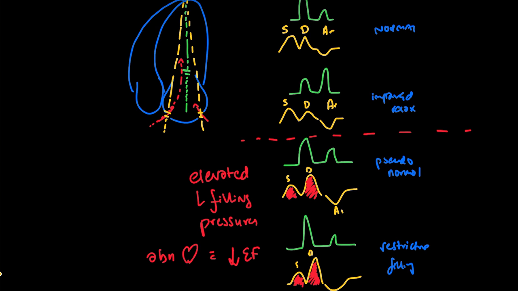When you see a D wave, in diastole, there's more blood flow rushing through the left atrium than that which fills it during systole. That's abnormal, and that can suggest elevated left-sided filling pressures.